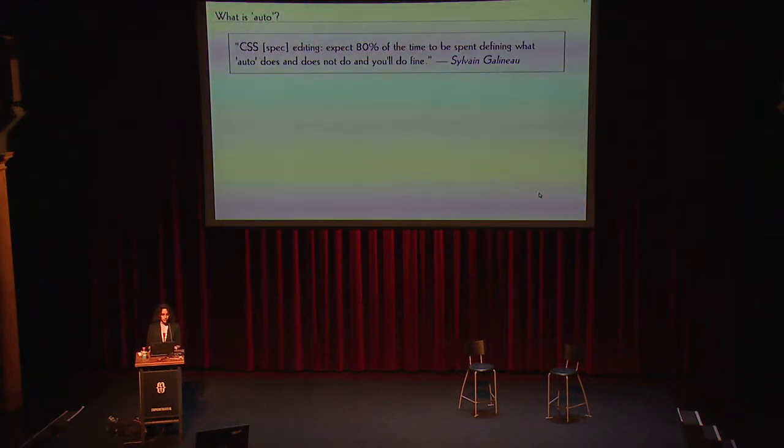So this brings us to the topic of, we come back to auto. What is auto? Sylvan has this great quote, which is, in CSS spec editing, you should expect 80% of your time to be spent defining what auto does and does not do, and then you're fine. This is not really that much of an exaggeration. The CSS Working Group really does spend a lot of time figuring out what auto means and how it works. And so we're going to dig into some of the details of what that means for layout in the next section.